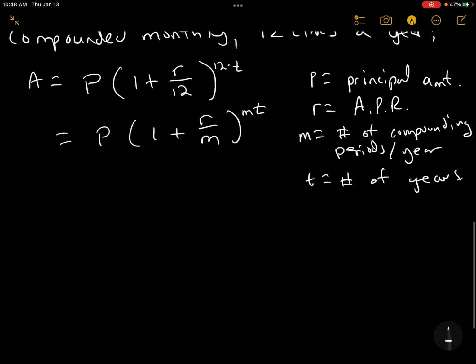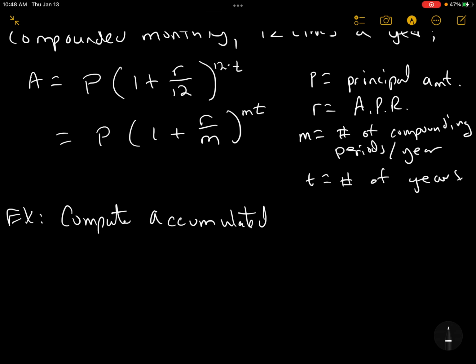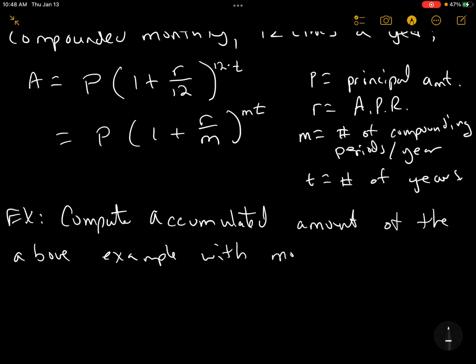Just to have a solid exercise here, let's compute the accumulated amount of the above example with monthly and daily compound periods.